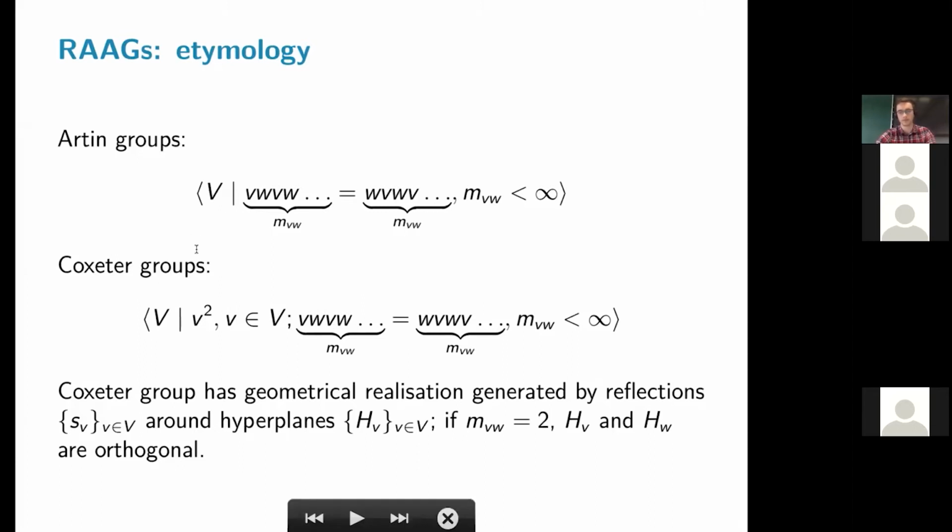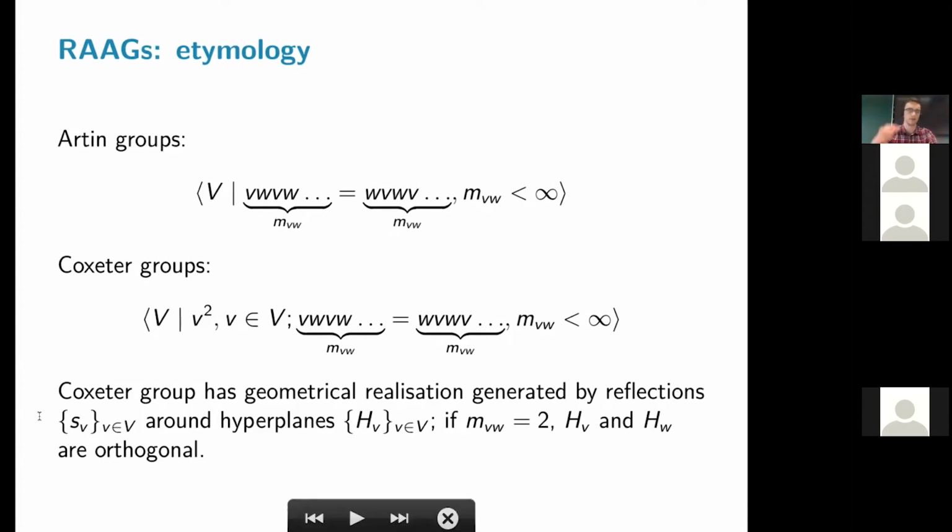So every Coxeter group is a quotient of the corresponding Artin group. And these Coxeter groups give us an explanation for the terminology right-angled, because every Coxeter group can be realized in a geometrical way as a group of transformations on a vector space where each generator corresponds to a reflection around a hyperplane. Reflection just means the hyperplane is fixed and there is one vector that is mapped to its negative.